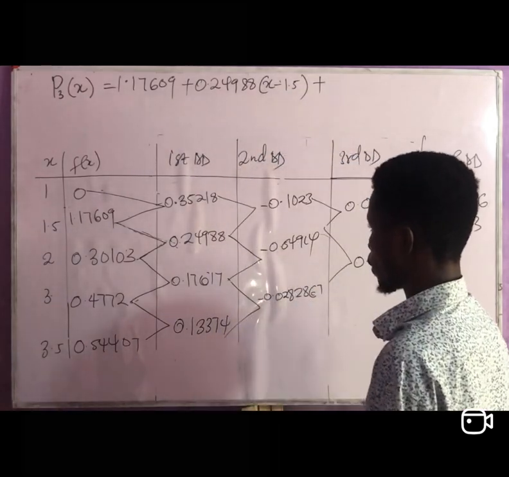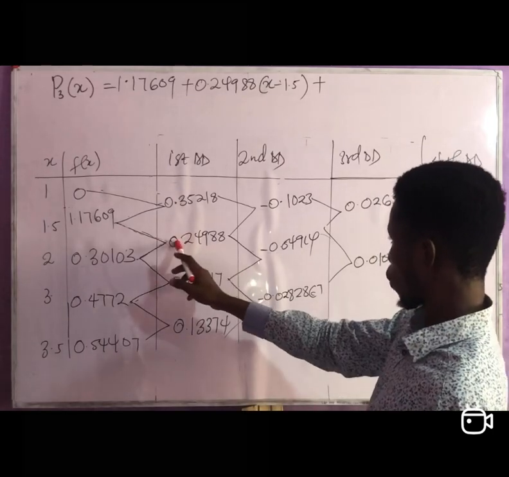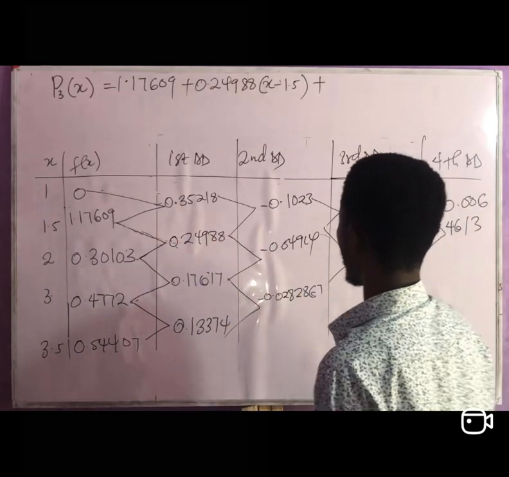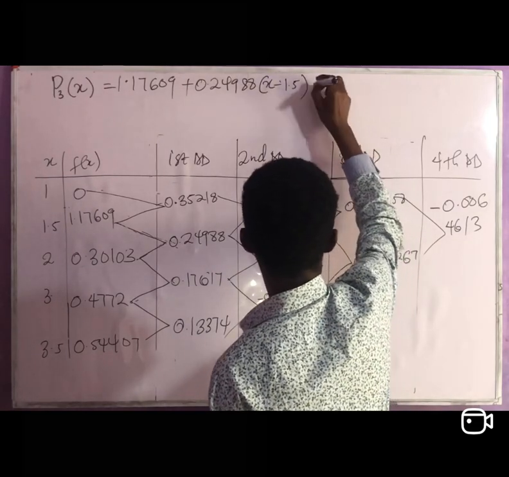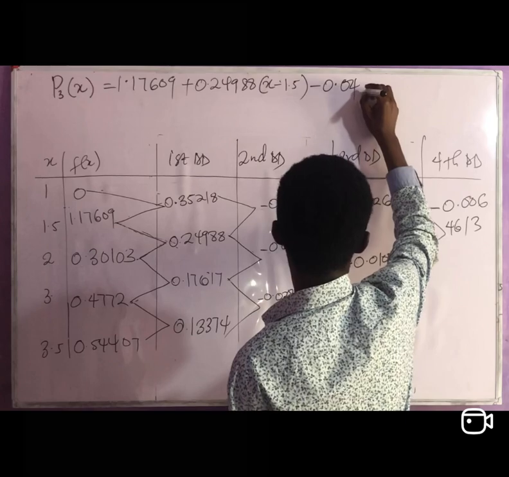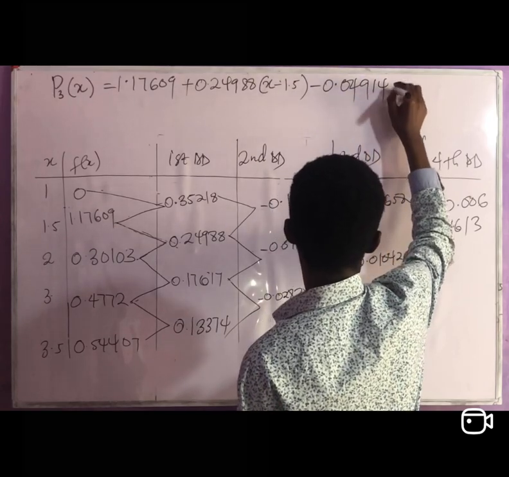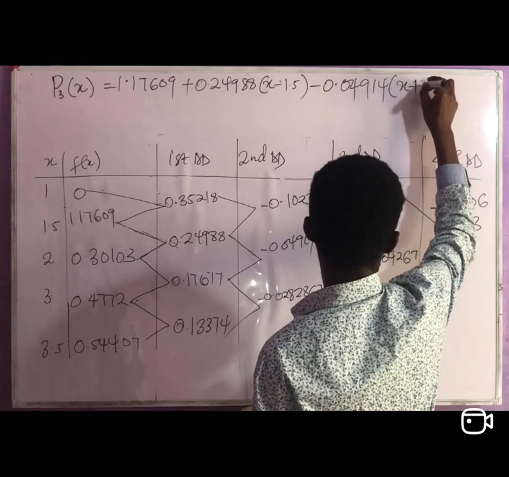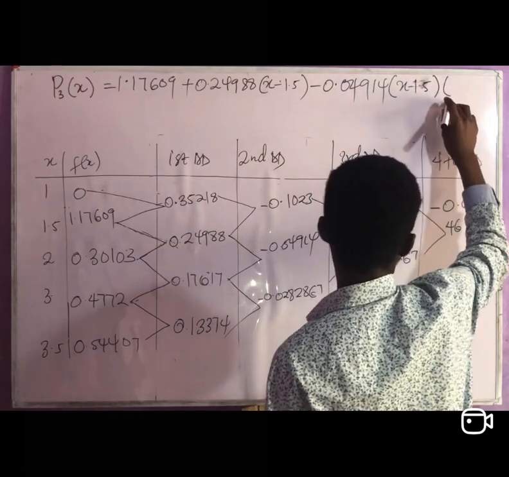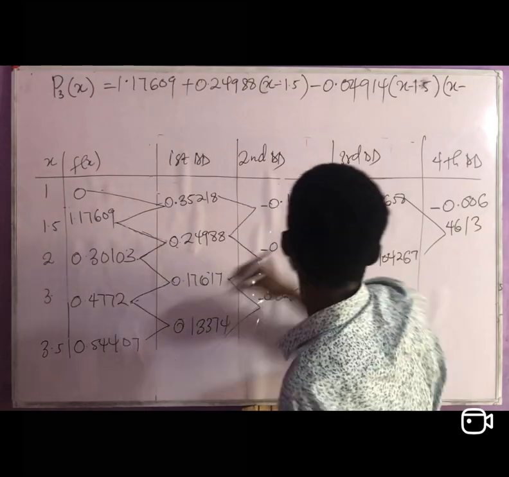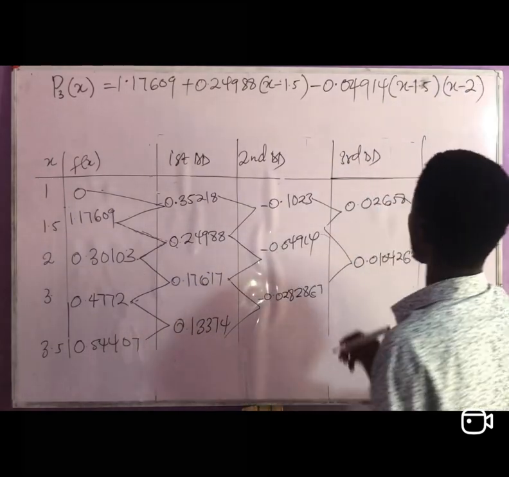Then plus we move to B2. So the same thing. B2, from here we move down. And now it's negative, so let me bring the minus to it. Negative 0.04914 bracket open x minus x naught, which is 1.5, x1 is 2. Is that okay?